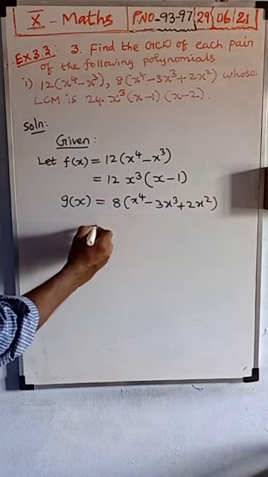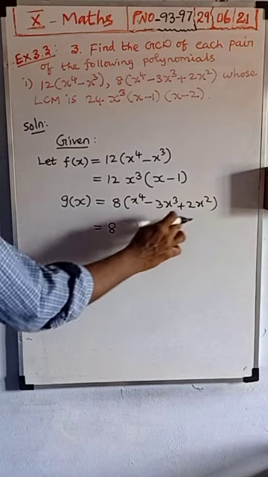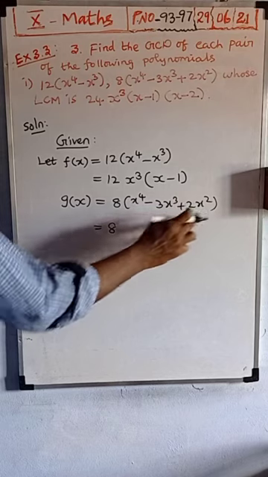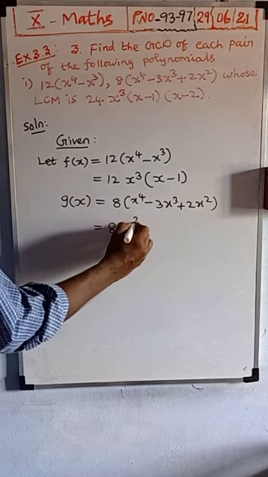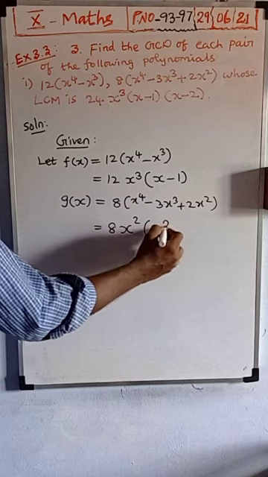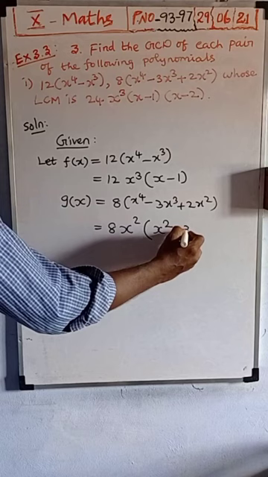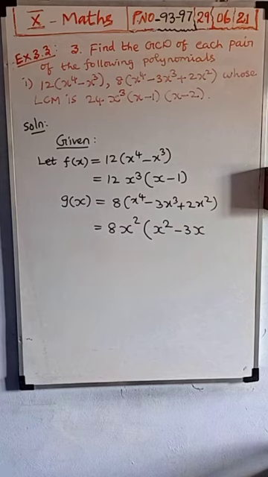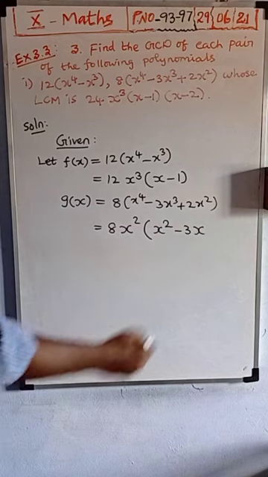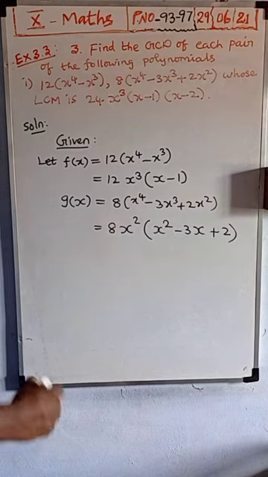In that, you see here also, with 8, it is possible to take a common term outside. In x power 4, x cube, x square, all have x, so x squared is common. So we take x squared outside. The remaining from x power 4 is x squared, minus 3x from x cube, and plus 2 from 2x squared.